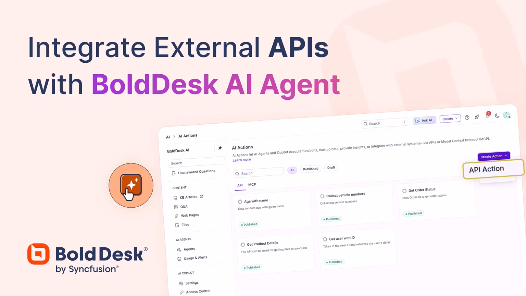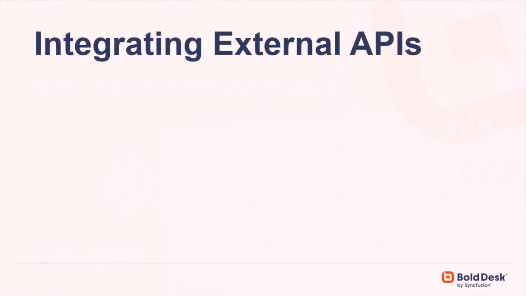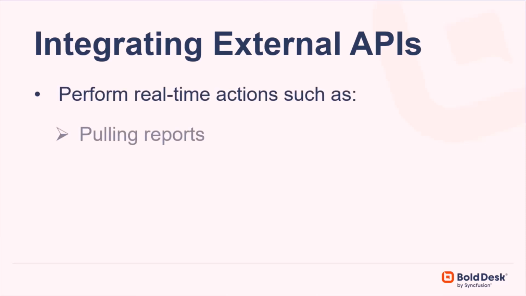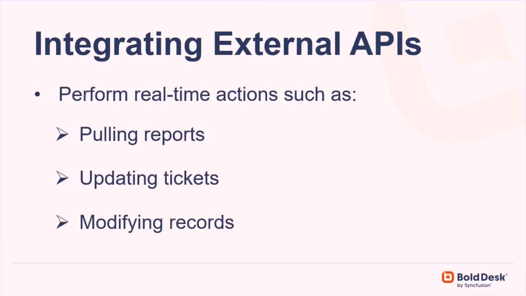In this video, you will learn how to extend your AI agent capabilities using external APIs. Customers can perform real-time actions such as pulling reports, updating tickets, and modifying records directly through chat with the AI agent, eliminating the need for manual backend steps. Check out the previous videos to get started with the BoldDesk AI Agent.